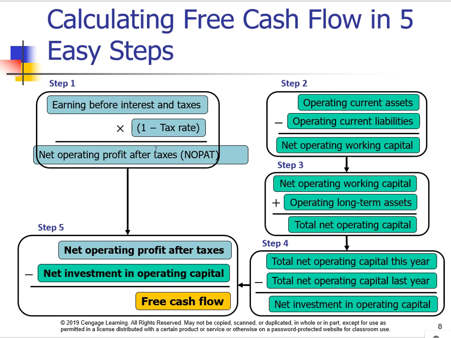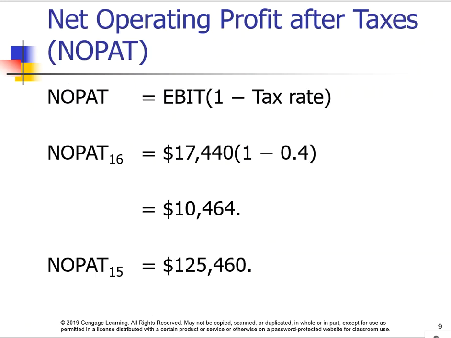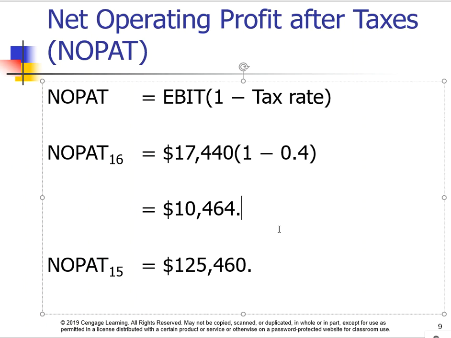This one is the NOPAT for a year. And so free cash flow is our NOPAT minus the net investment in operating capital from right here. It's really not as scary as it looks. So if you look at the income statement on page 97 and identify EBIT there, in 2016 it was 17,440 times 1 minus T gives us this, and in 2015 it was 209,100 times 1 minus T gives us this. On NOPAT we really only need the current year. We don't really need this for anything.